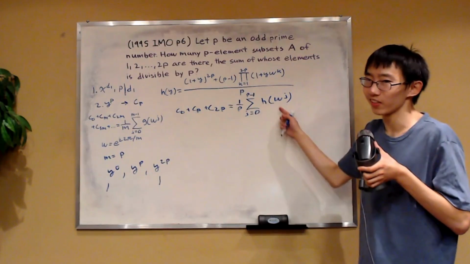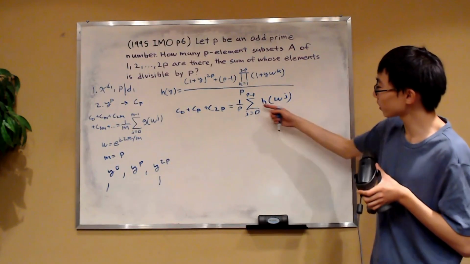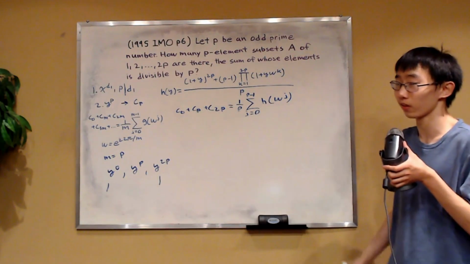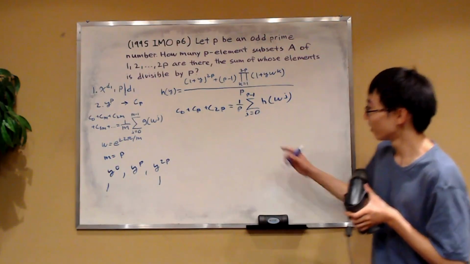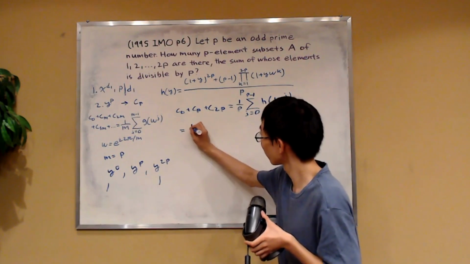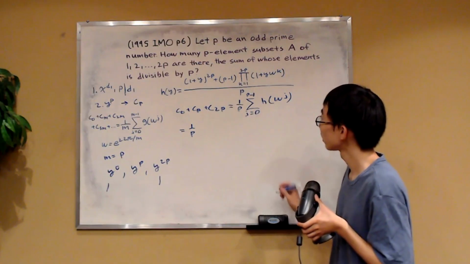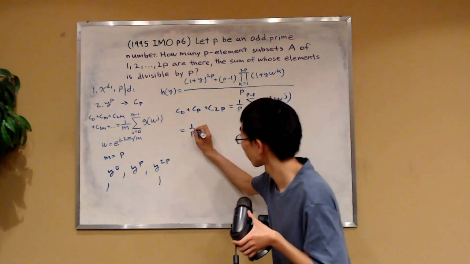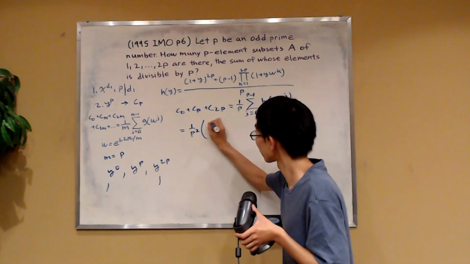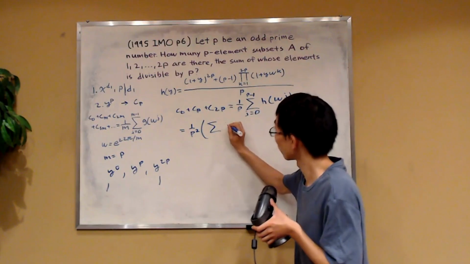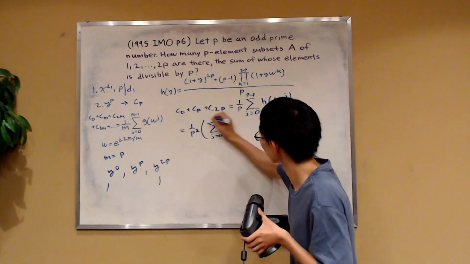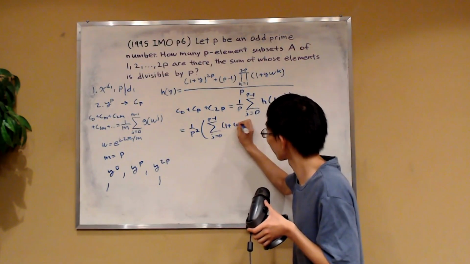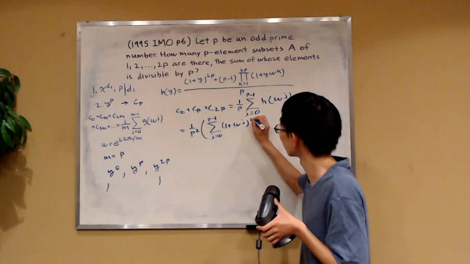So let's evaluate this. We can distribute the summations once we make the substitution for h, which is going to be pretty long, so bear with me. So this is equal to 1 over p, and then times, notice that this 1 over p can be taken out of the entire summation. So that's 1 over p squared times the summation of j going from 0 up to p minus 1 of 1 plus omega to the j of 2p.